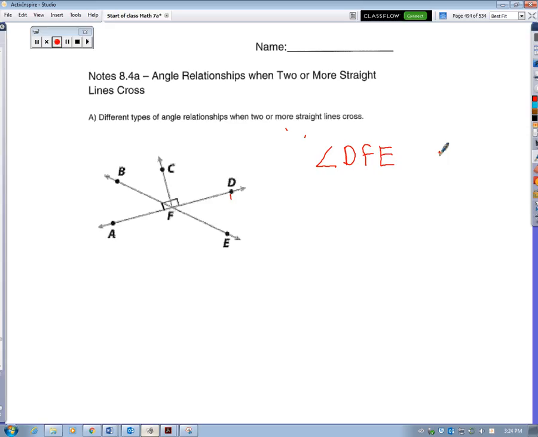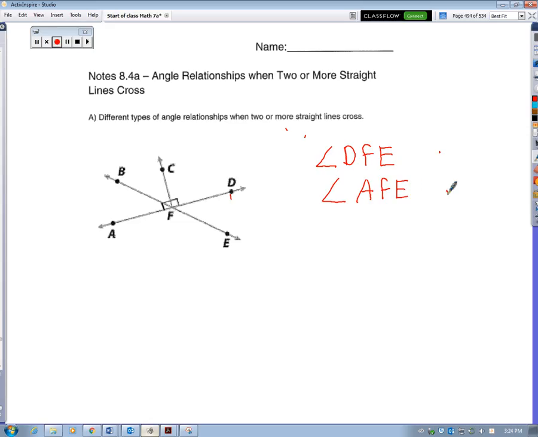If we're going to name another angle, let's say this big angle right here, we would use either of these outside points and then the F as the center point. So we could call this angle AFE. We'd use the angle symbol and this would be called AFE.